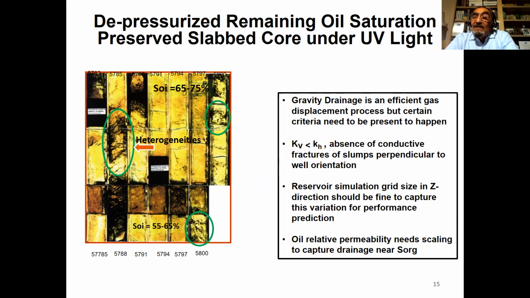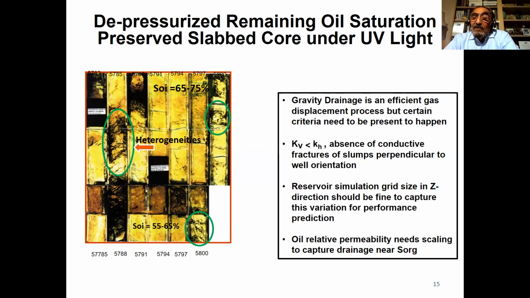Otherwise, the injected gas will channel through the system, and you won't be able to displace any oil. Fractures and slumps are not suitable for reservoirs where you want to apply gravity drainage. Reservoir simulation grid blocks should be very small. You could see in here, what size of grid block do you need in order to capture this heterogeneity? Probably less than 1 foot.